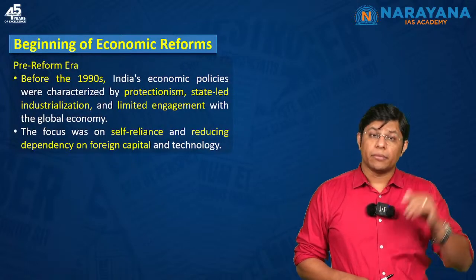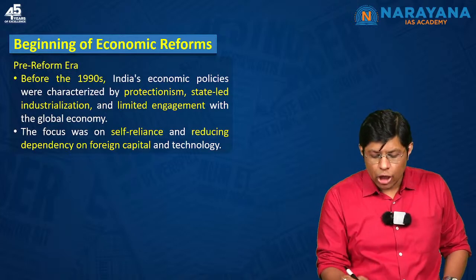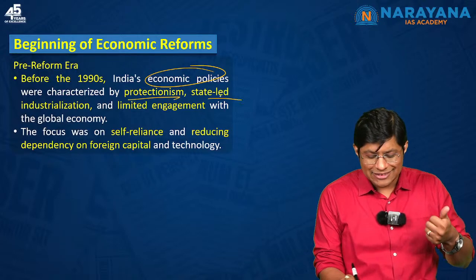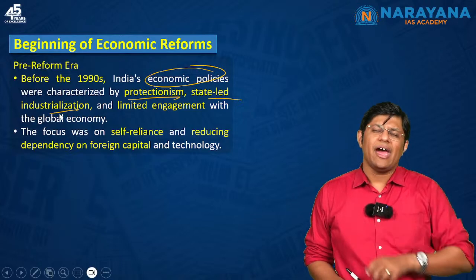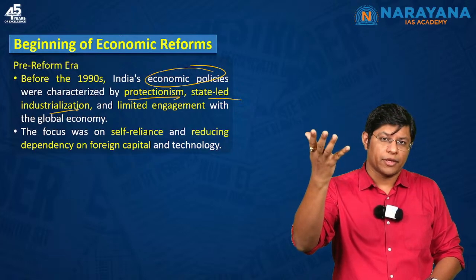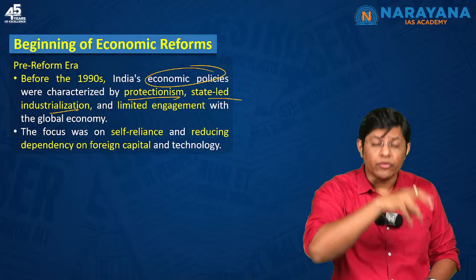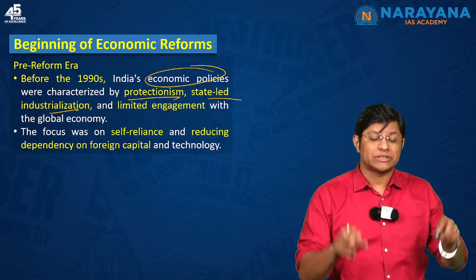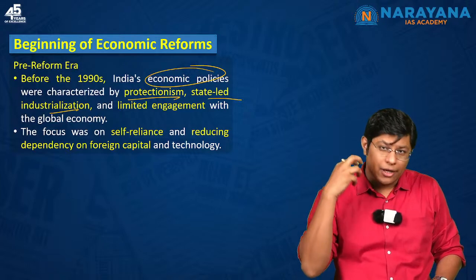Now came the decade of the 1990s, that is the pre-reform era. Before the 1990s, India's economic policies were characterized by, one, protectionism, right? The second is state-led industrialization, that is, the state used to lead or control the industries, and India was engaging very limitedly with the outside world. So the outside engagement was at a bare minimum. India was focused more inwards than on integrating with the outside world. India was focusing on self-reliance and reducing dependency on foreign capital and technology.